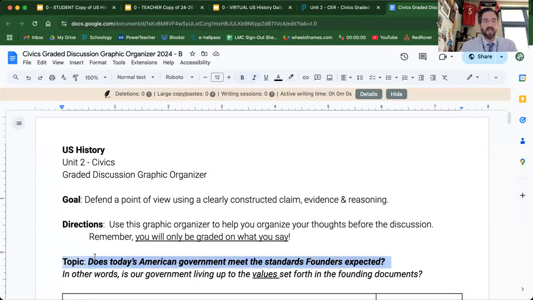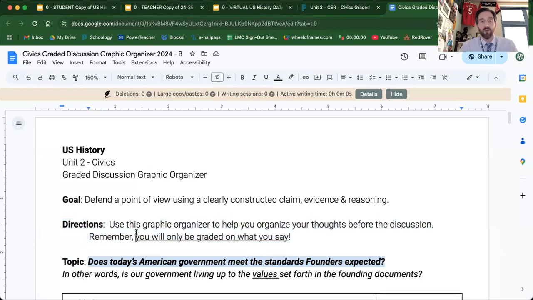So we just changed that into a question. Does today's American government meet the standards the founders expected? In other words, is our government living up to the values set forth in the founding documents? Think about the Declaration of Independence, the Articles of Confederation, the Constitution, the Bill of Rights, the Federalist Papers, any of this information, right? Are we currently doing what they expected? So you're going to use this graphic organizer to help organize your thoughts before the discussion.